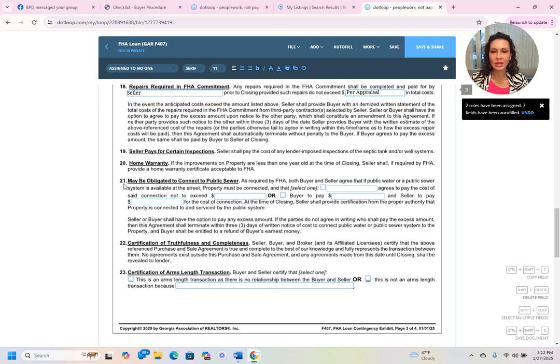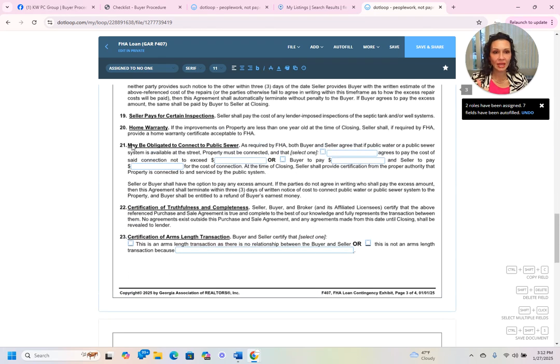Then down here for appraisal and inspection, the utilities must be on. They cannot be inspected or appraised without those things. So if they're off, say the seller has moved out and they turned everything off, they would need to turn them back on. As required by FHA, both the buyer and the seller agree that public water or public sewer system is available. Property must be connected.